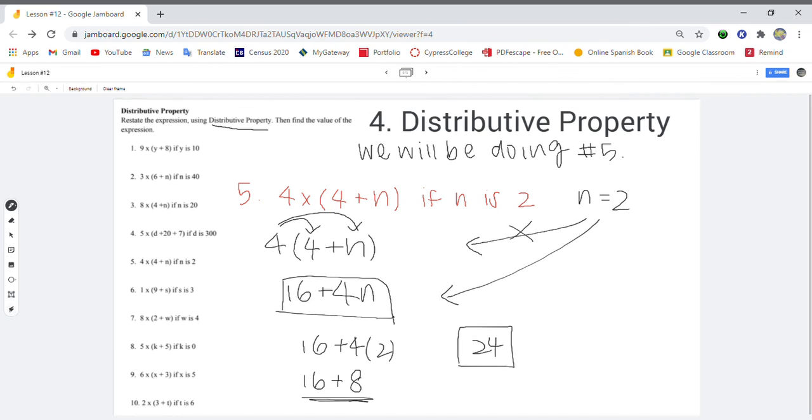So for the rest of the problems, we should be distributing first, like this. The number on the outside has to multiply to each term inside the parentheses. And then we have to plug in the variable that we're given. Each one of them will be different. We plug it in, and we do all the operations needed using PEMDAS. And that's how you'll get your answer for this section. And number 5 is just 24. And that's it for today.